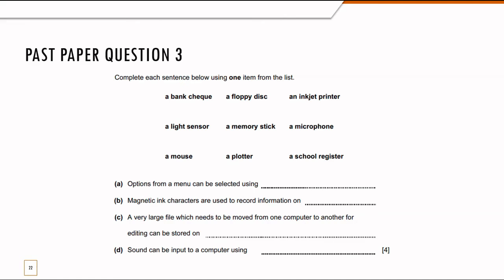Alright. This is an example of a fill in the blank kind of question. This is also common in your question paper. We need to complete the sentences, and all the fill in the blanks will be from the list given here. Options from a menu can be selected using a dash. Options from a menu can be using a mouse. Magnetic ink characters, MIC, are used to record information on. The magnetic ink is mainly used on a check, so the answer will be bank check.